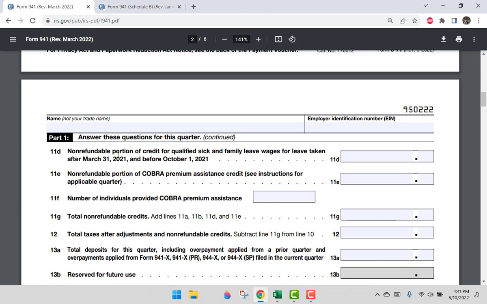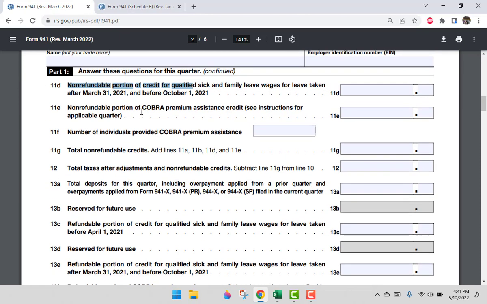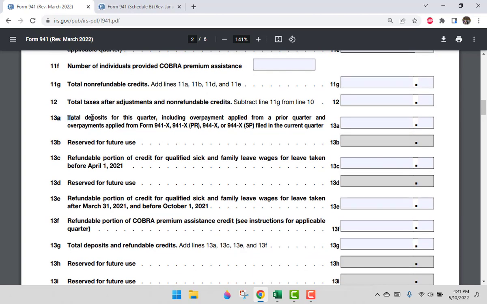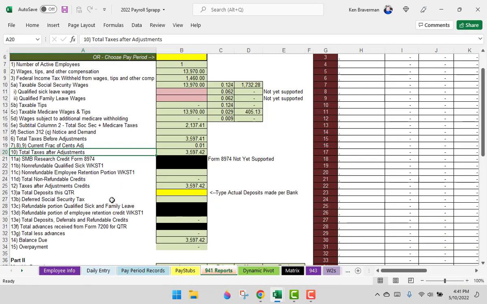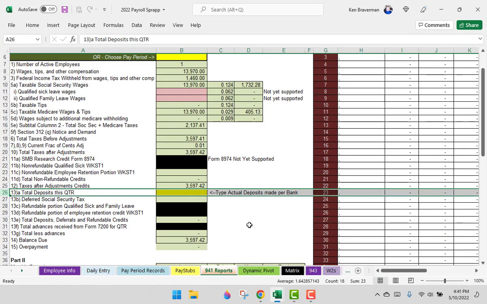Anyway, part 1. Here's a bunch of other questions. We're still going here. More non-refundable credits, and COBRA stuff that really is hardly going to apply to your business in most instances. Total deposits for the quarter. So 13A is a really important number. 13A is the one where you have to type that in yourself.